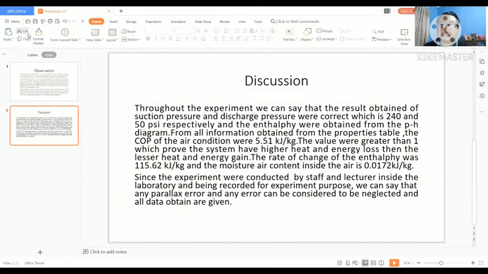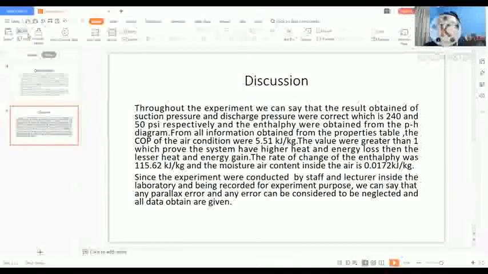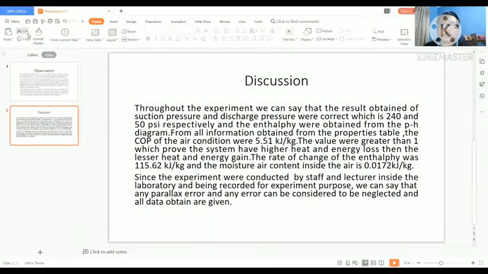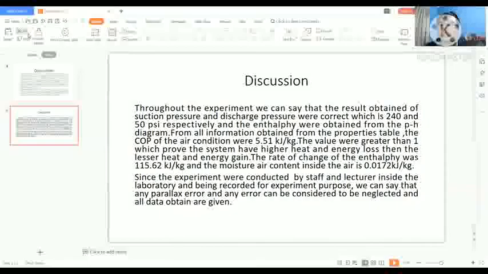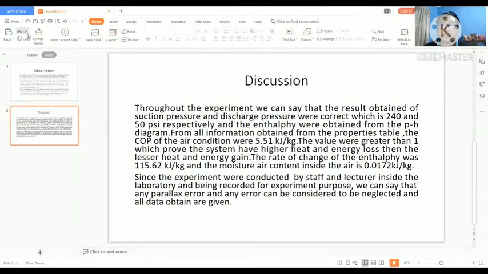Throughout the experiment, we can say that the results obtained for suction pressure and discharge pressure were correct, which is 240 and 50 psi respectively, and the enthalpy was obtained from the pH diagram. From all information obtained from the properties table, the COP of the air conditioner was 5.51 kJ over kilogram. The value was greater than 1, which proved the system has higher heat and energy loss than heat and energy gain. The rate of change of the enthalpy was 115.62, and the moisture content inside the air is 0.0172. Since the experiment was conducted by staff and lecturer inside the laboratory and recorded for experiment purposes, we can say that any parallax error can be considered neglected and all data obtained are given.